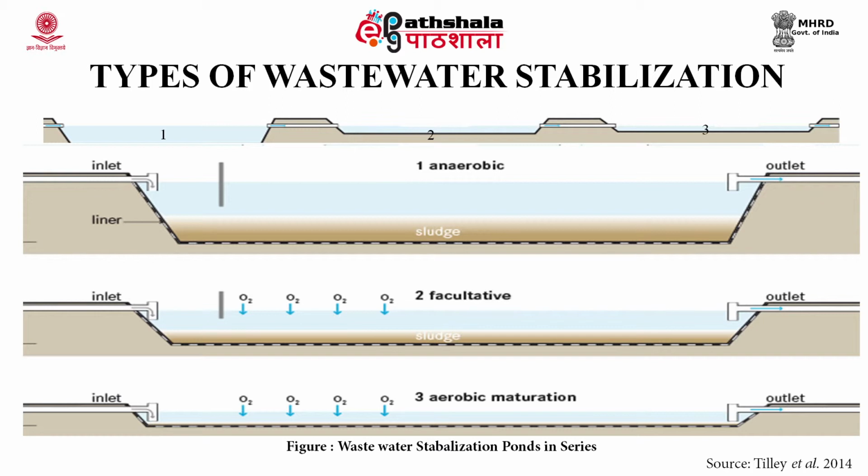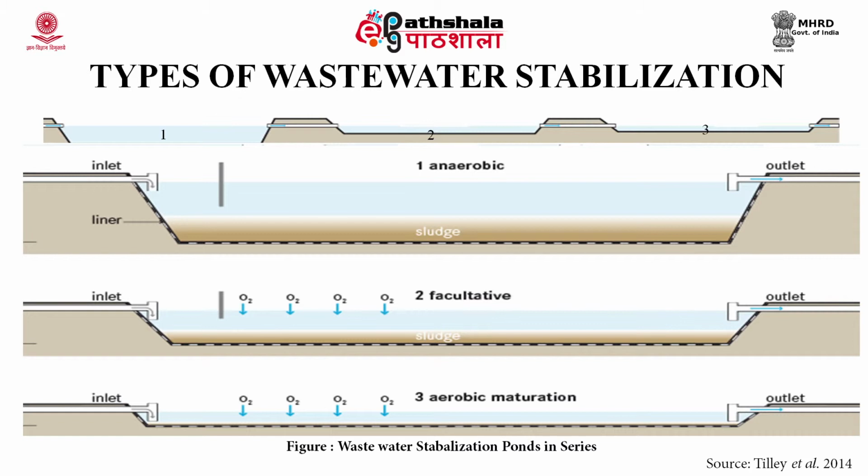From the facultative pond, the treated effluent is transferred to the aerobic ponds, which are also called the maturation ponds or the polishing ponds. These aerobic ponds are designed for pathogen removal. It is also called the maturation or finishing pond, and it is the last step and the shallowest pond, ensuring the final level of treatment.